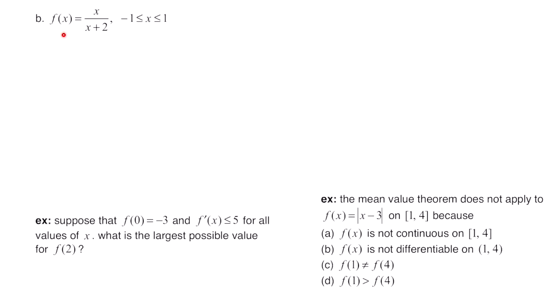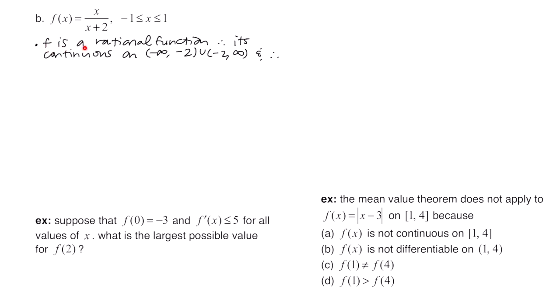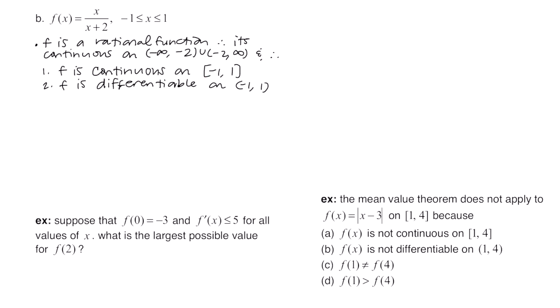For this example, we have f of x equals x over x plus 2, and our closed interval is from -1 to 1. So I wrote f is a rational function, therefore it's continuous for all numbers except for -2, and therefore we have f is continuous on the closed interval from -1 to 1. Next, we have f is differentiable on the open interval from -1 to 1. So to apply the mean value theorem, we're going to go f prime of c equals f of b minus f of a over b minus a.